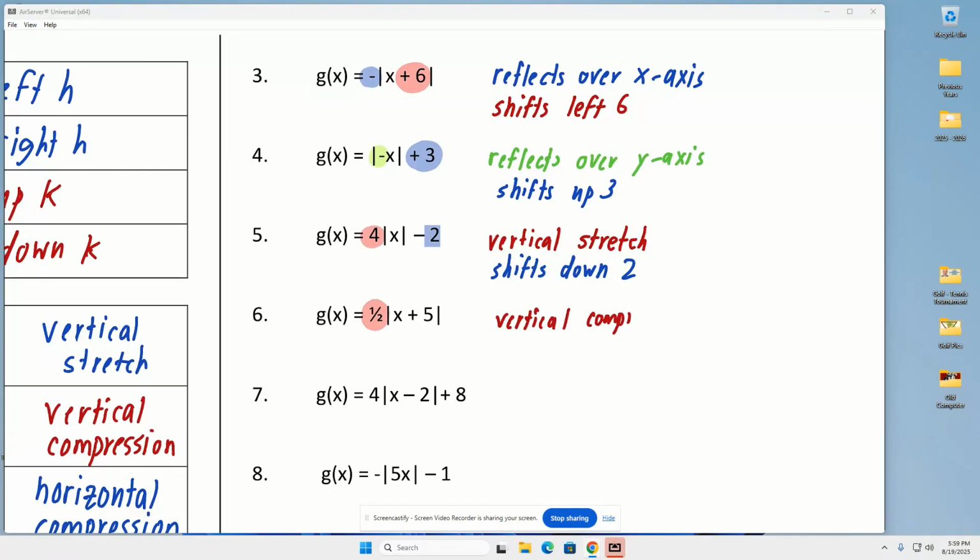I hope this is starting to make sense to you. Picture it. Okay, picture it. When you take your quiz on Friday, picture it. We're adding 5 as well. That's a shift. It's inside. It's horizontal. It's the opposite. So left 5. It shifts left 5.